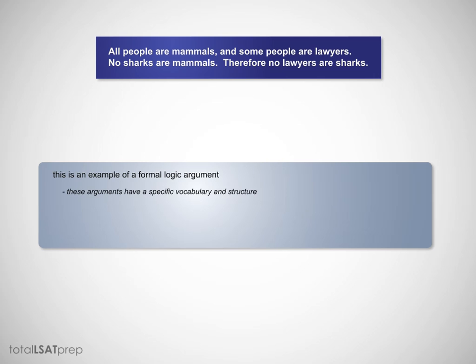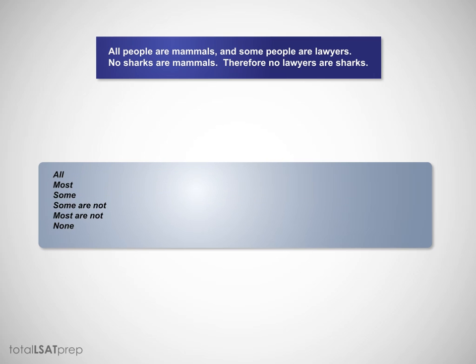Now these arguments have a specific vocabulary and a specific structure, and like I mentioned, they don't appear very often, but in order to do them, you need to use a specific approach. And so this is the vocabulary that I was talking about. So here on the left, you have the 6 qualifiers that are really important. All, most, some are not, most are not, and none. And these formal logic arguments involve these qualifiers that relate two things, two ideas, or two concepts.